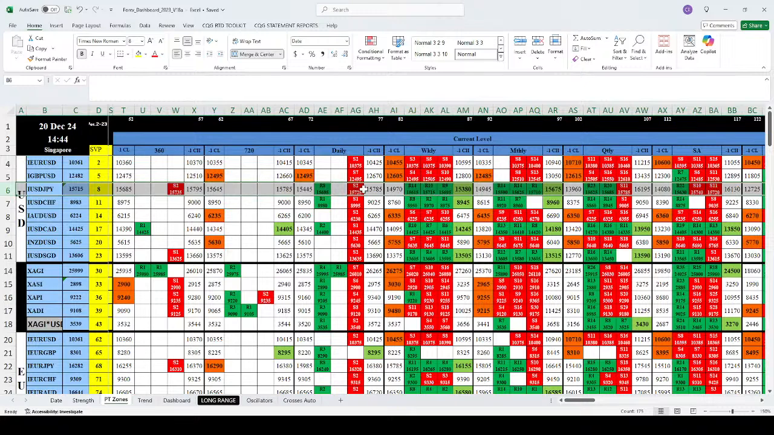Okay, SC2 or SR5. So let me tell you the levels from the system. Then from there we tally it with the chart. Then we are good to go for this trade.